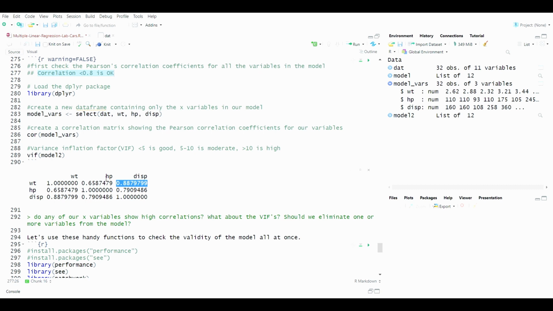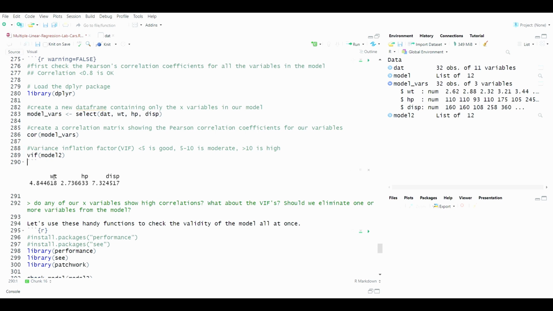Well, let's see. And we also have the correlation between horsepower and displacement is 0.79. That's pretty close to 0.8. Yeah, that might also be cause for concern, but let's check the variance inflation factor and find out just how much this multicollinearity is affecting our model. So if we run this command, simple VIF, on our model 2, did I tell you this was going to be easy? That's pretty easy, right?